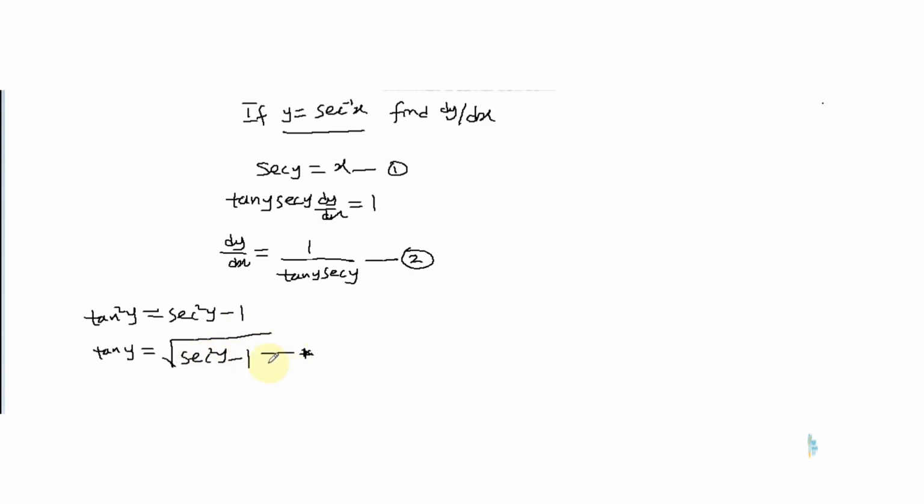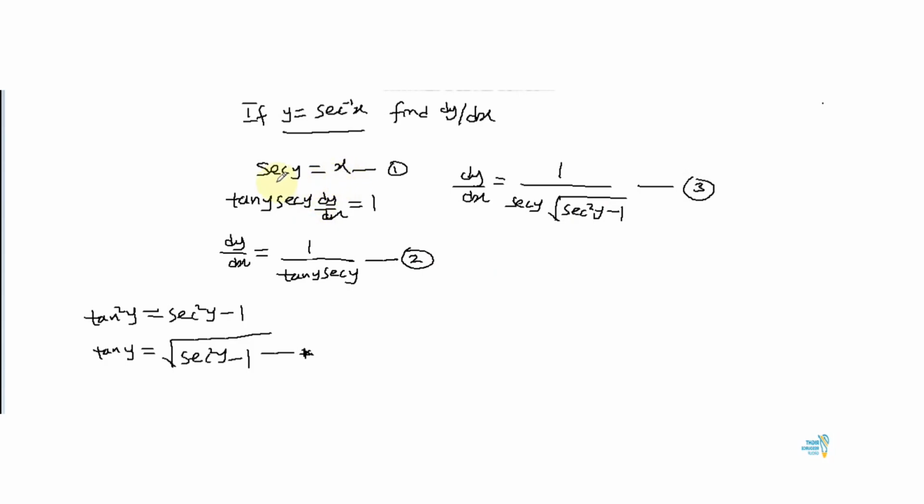Now substituting star into 2, we are going to have dy/dx equal to 1 all over, instead of putting tan y, now we are going to have the square root of sec squared y minus 1. Now this we are going to have sec y multiplying the square root of sec squared y minus 1. Let's call this equation 3.